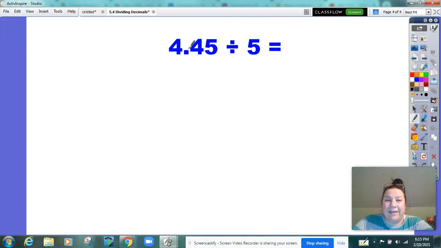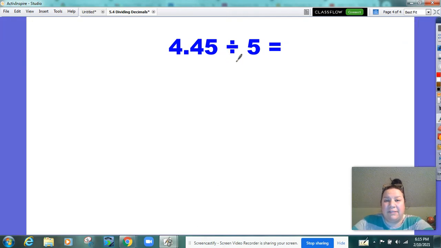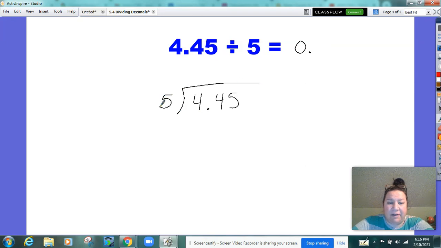All right, last one. We have 4 and 45 hundredths divided by 5. So if you think about this, if this was $4.45 and you're sharing it with 5 people, there's not enough money to give everyone a whole dollar, which means that our answer is going to be less than 1 whole. So I already can tell it's going to start with a 0. So let's try out this problem. So we're going to do 4 and 45 hundredths divided by 5. Again, decimal straight up.